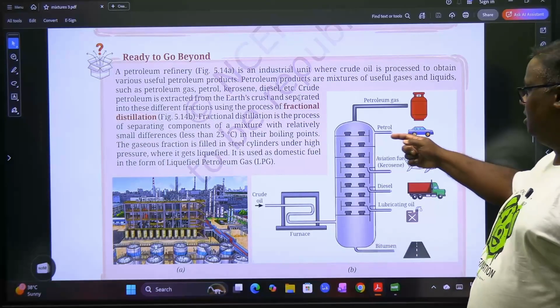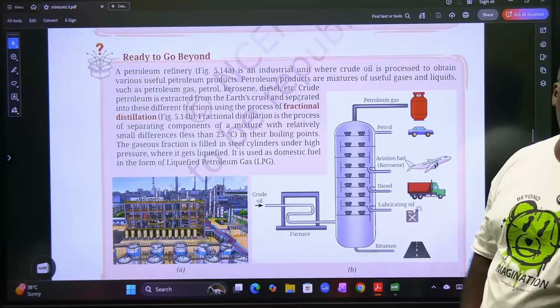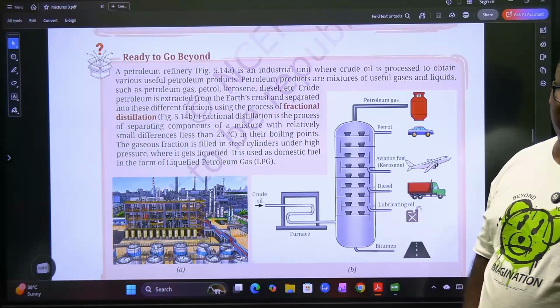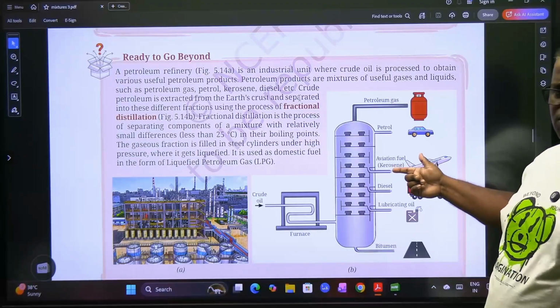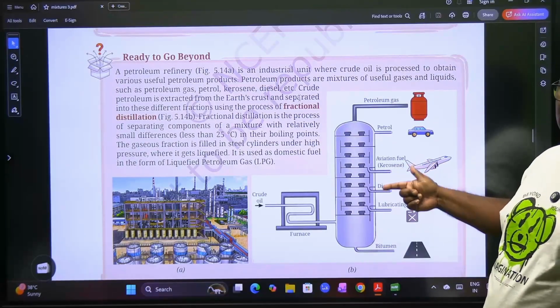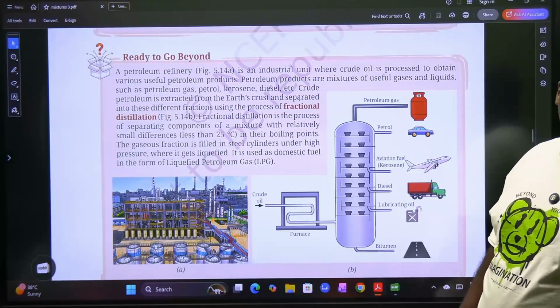Then the next thing we get is diesel. You call it diesel; in some countries it is known as benzene. Then aviation fuel and kerosene. Aviation fuel grade is lower than kerosene. Kerosene is a better grade. Aviation fuel is the cheapest quality fuel that is used.